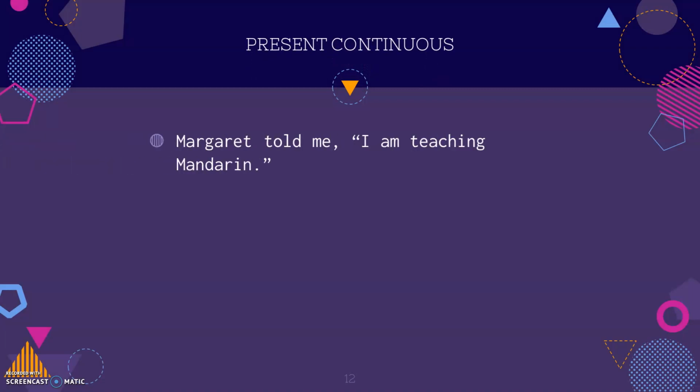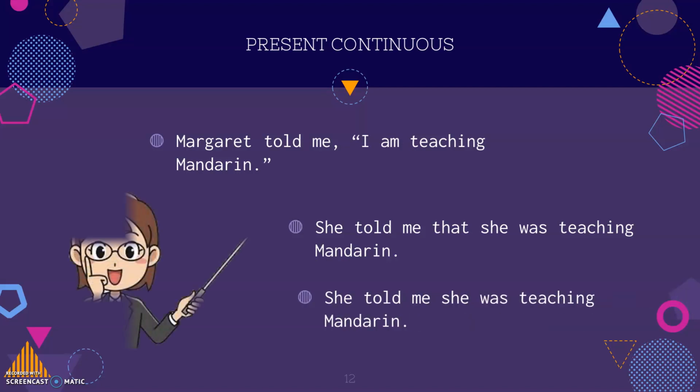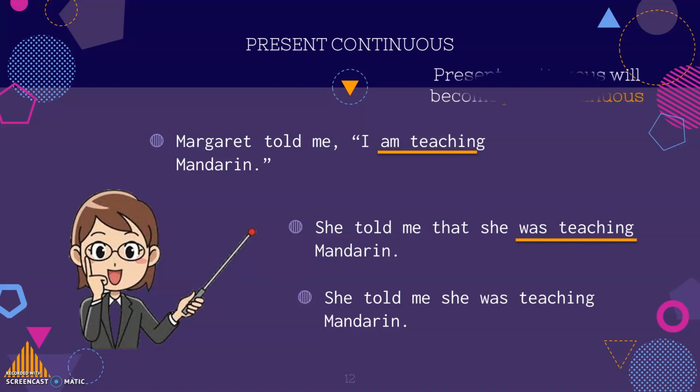For present continuous, "Margaret told me, 'I am teaching Mandarin.'" This will become, "She told me that she was teaching Mandarin." Or "Margaret told me she was teaching Mandarin." The verb am teaching is in the present continuous. This will be changed to was teaching, because present continuous will become past continuous. Also, the pronoun I will become she. This refers to the speaker, Margaret.